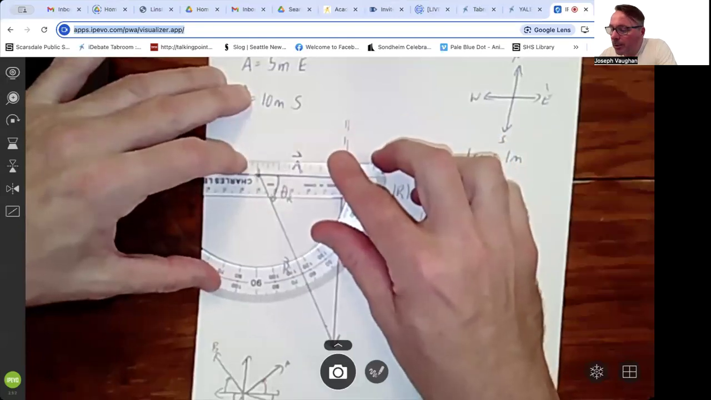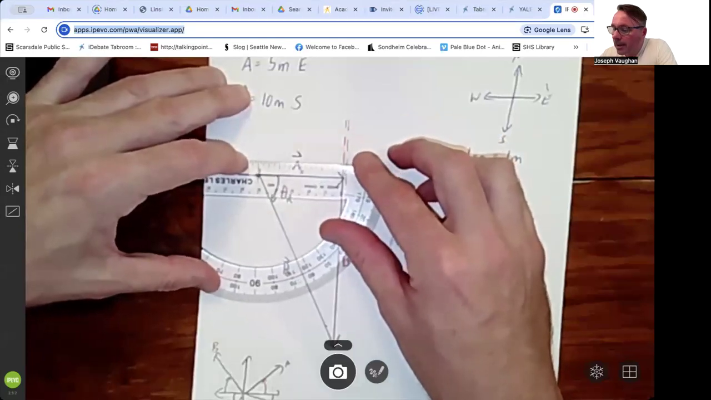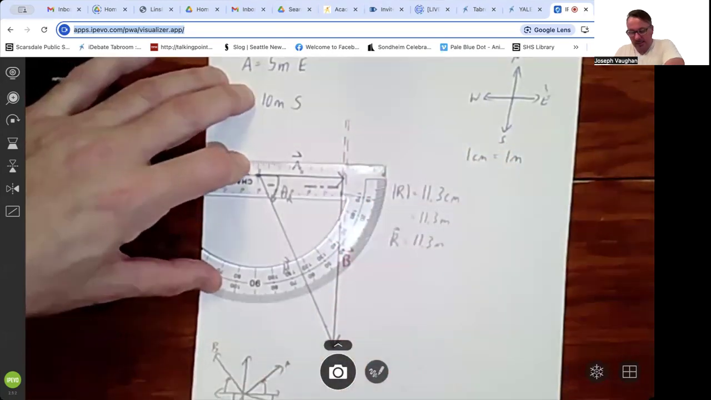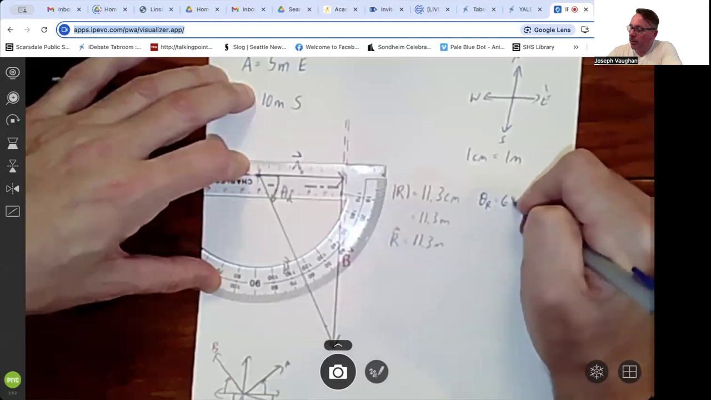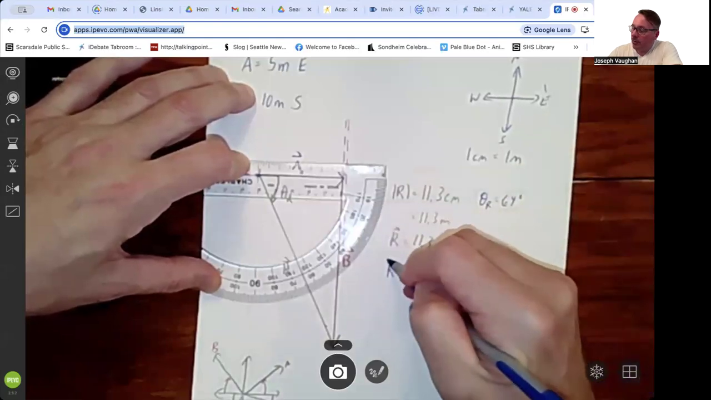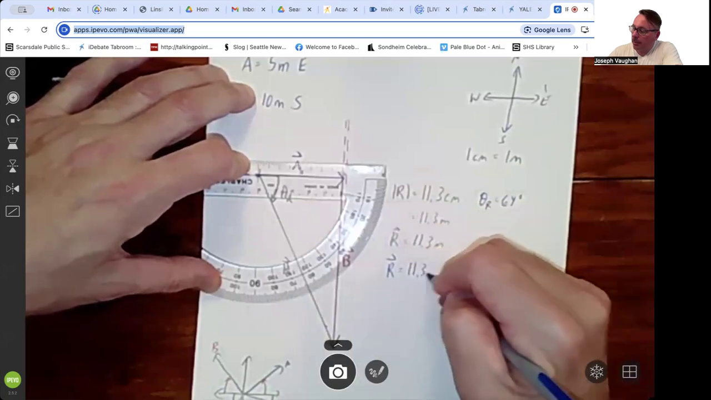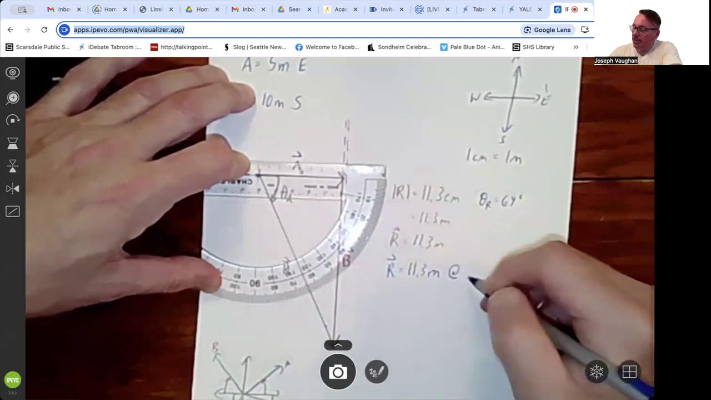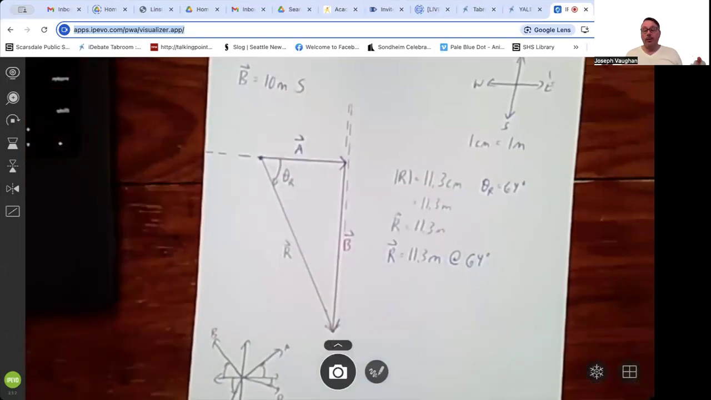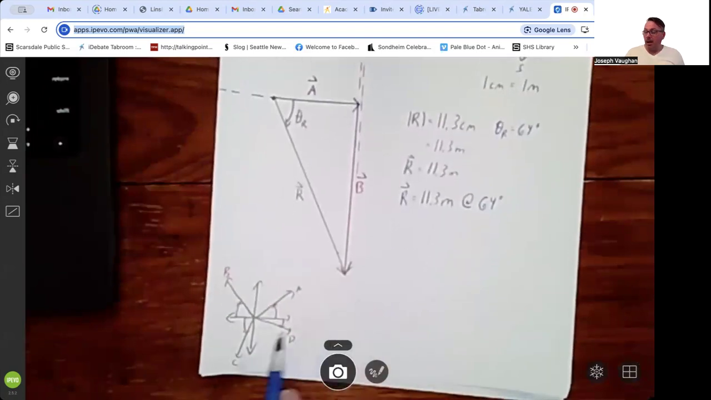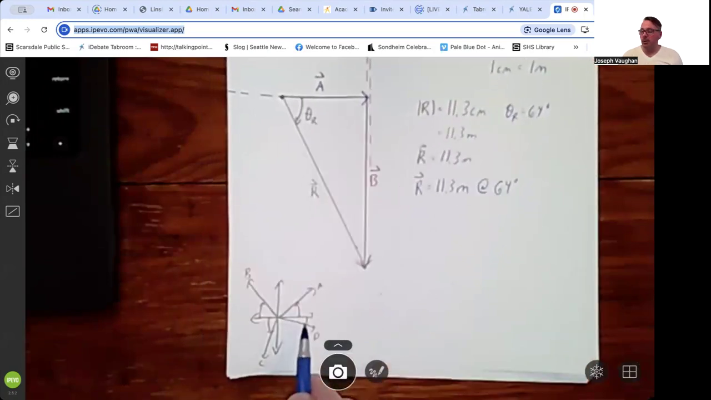So I'm going to measure that with my protractor. Okay, there we go. And that's 64 degrees. So I'm just going to jot down my measurement. Theta R is 64 degrees. And then I can write a final answer, right? 11.3 meters, and we're going to use the at symbol, 64 degrees. Now, does that give me all the information? No, it doesn't, because you don't know what the reference is, right? You just know it's 64 degrees from one of the reference lines. You don't know if it's this one, that one, that one, that one. Well, here's what we're going to do.